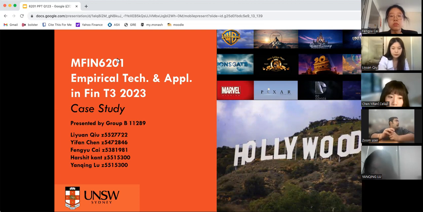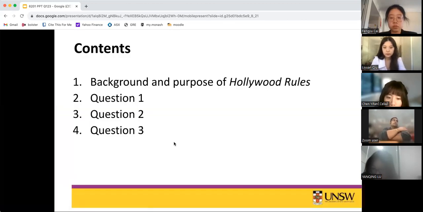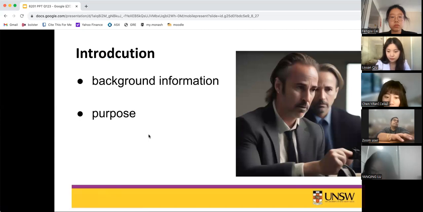We are going to illustrate part of the report about Hollywood rules, which depicts the data analysis of the movie industry with its new investment model, the slate finance arrangement, called SFA, set against the backdrop of Hollywood and Wall Street collaboration. Our presentation consists of 4 parts: the background, context, and purpose of the report, and 3 data analysis questions being raised. Firstly, I will explain the background and the purpose as an introduction.